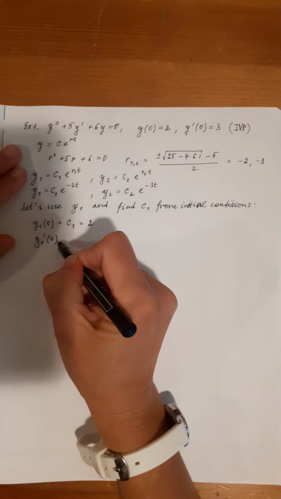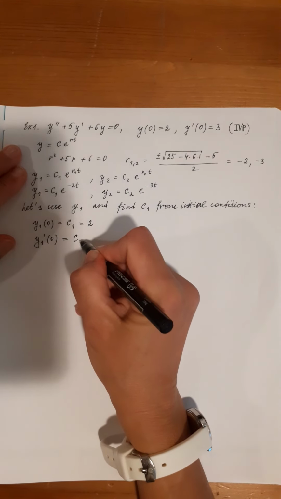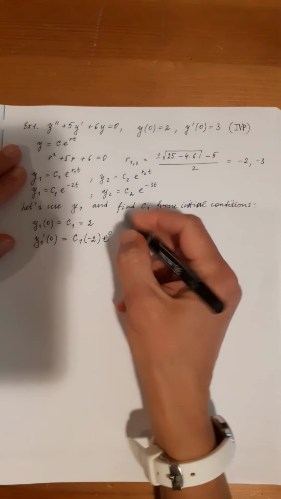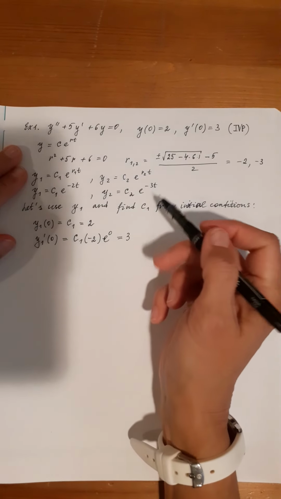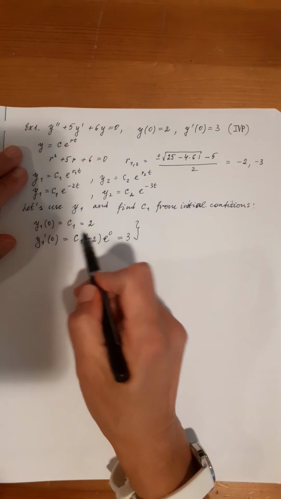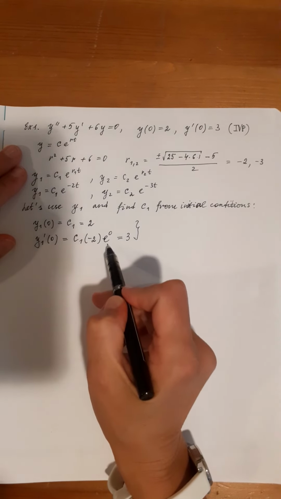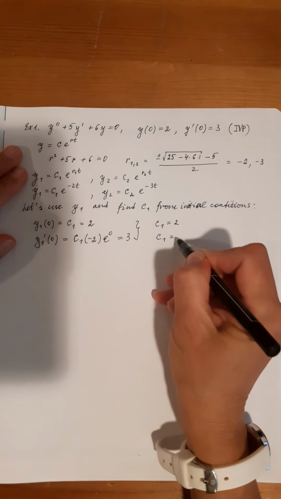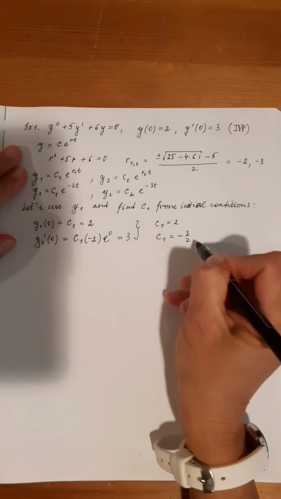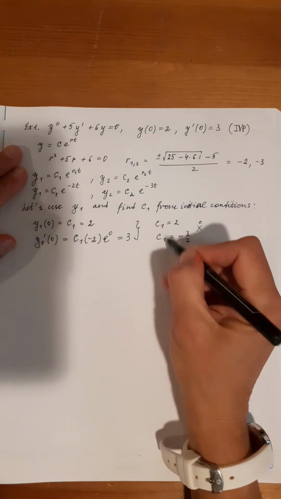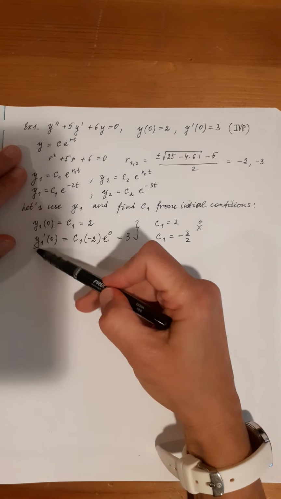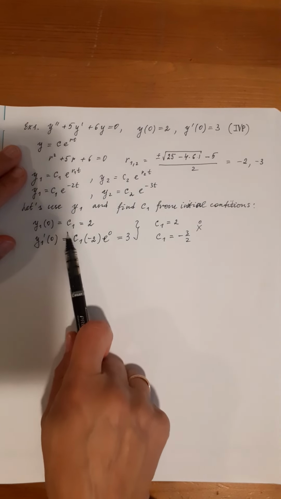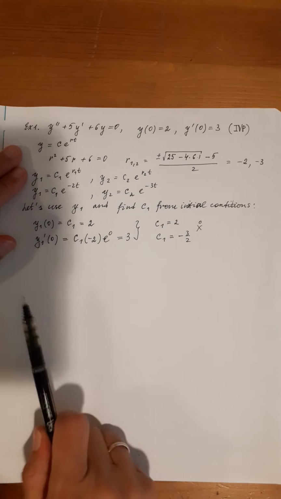y1 prime of 0, which is going to be what? c1 times negative 2 times the derivative, e to the power of 0, which is 1, it's supposed to be equal to 3. And so I have two conditions on the constant c1. c1 equals 2, and on the other hand, c1 is supposed to be equal to minus 3 over 2, which is actually a contradiction, right? c1 cannot be equal to both things. So if you consider just one function, you cannot satisfy two initial conditions. The system is overdetermined. You have just one variable and two different equations.